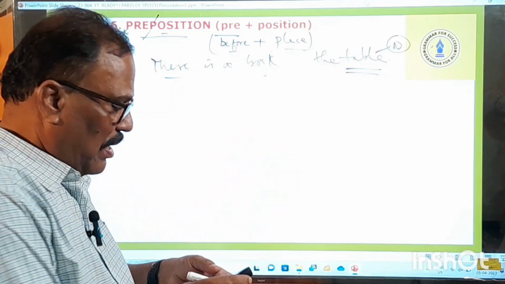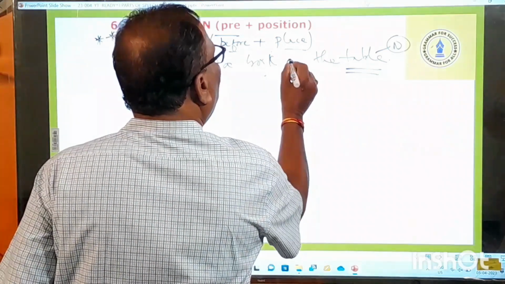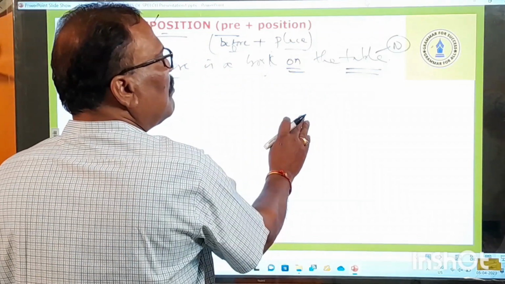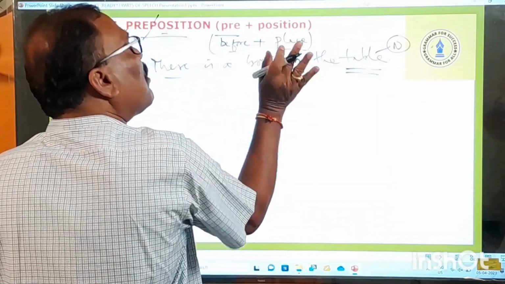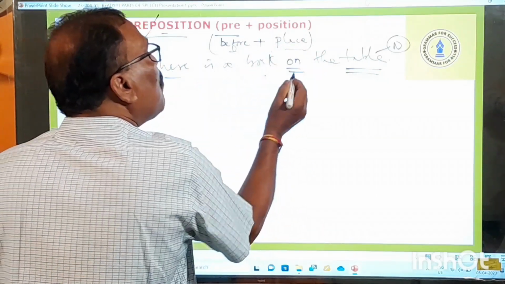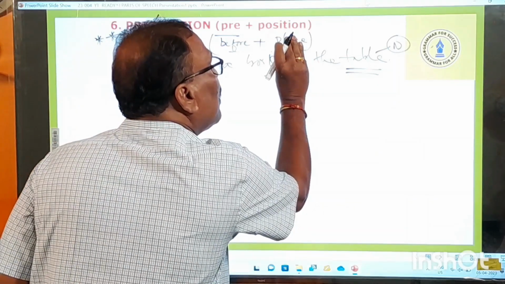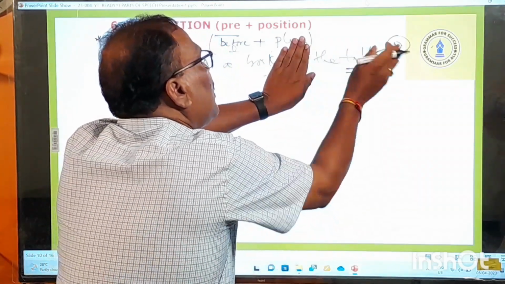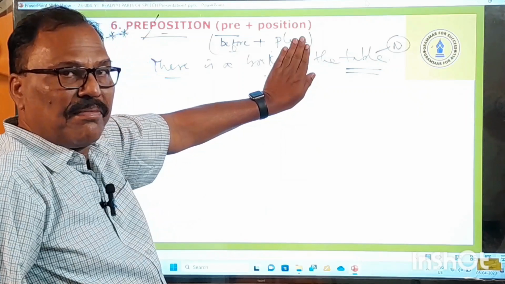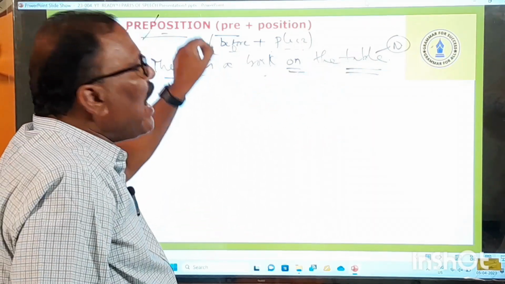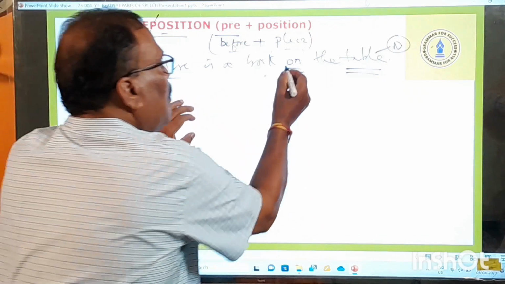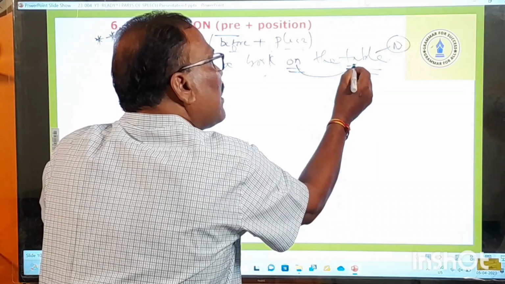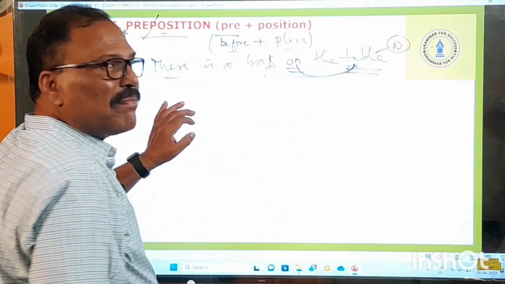But now let us put back the word that we have removed. Now you see, there is a book on the table. Now there is a meaning. On the table, there is a book. Very beautiful. What do you understand from this now? When on is not used here, this table, that is the noun, is detached from the remaining sentence. When it is used, it is attached to the sentence. Isn't it?